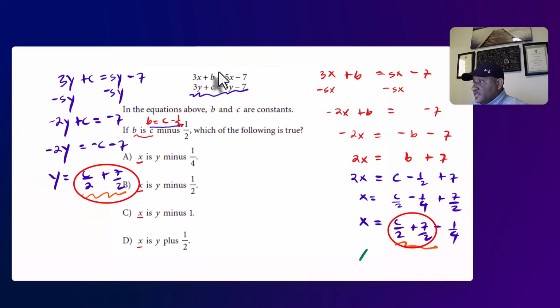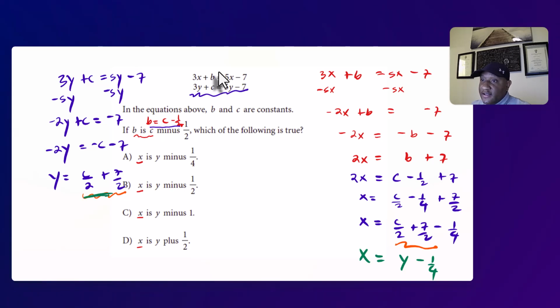So x then is going to be equal to this part here. This first part right here is going to be y. So this is going to be y minus 1/4, because c over 2 plus 7 over 2, as we can clearly see right here, is my y. As a result, my answer is going to be x is y minus 1/4, and this is going to be my answer.